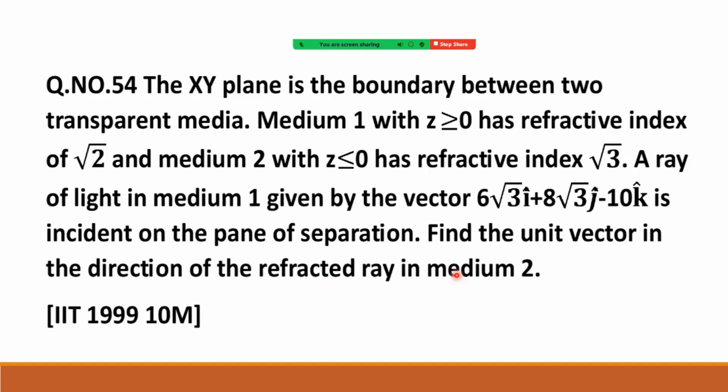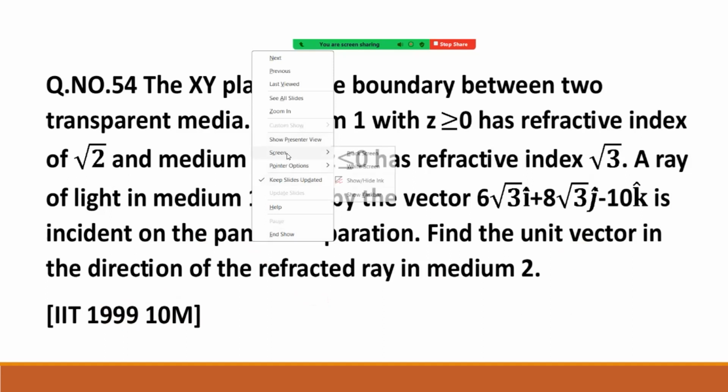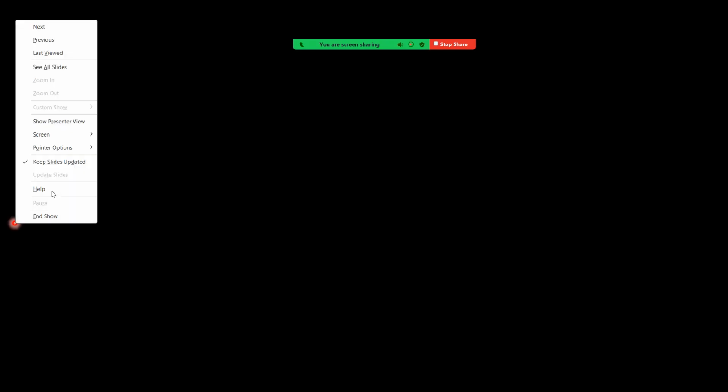This question was asked for 10 marks in 1999. Let us see how to start. So we got one clarity that the XY plane is the boundary and the z-axis is the normal, right? Medium 1 is root 2, medium 2 is root 3. So we are finding the unit vector in the direction of the refracted ray. First of all, note down the given data.